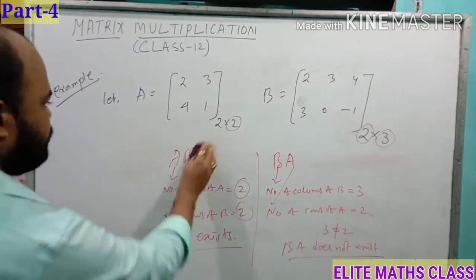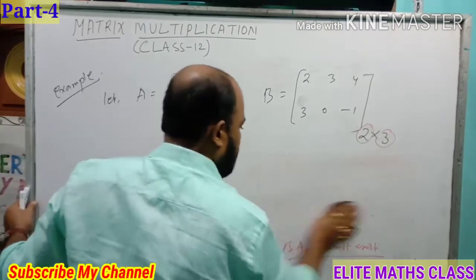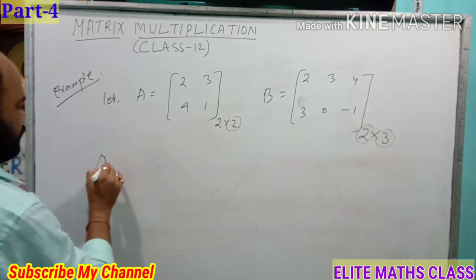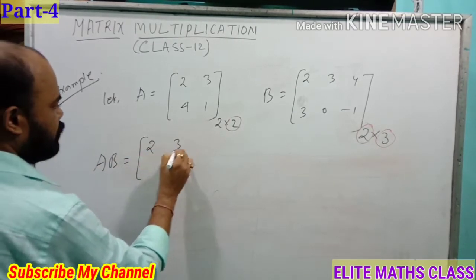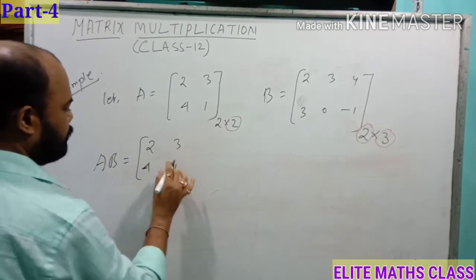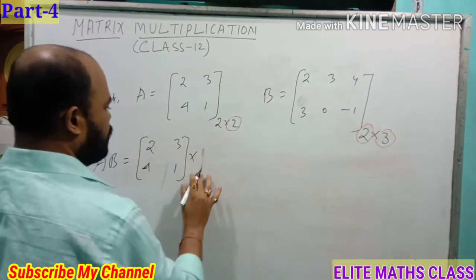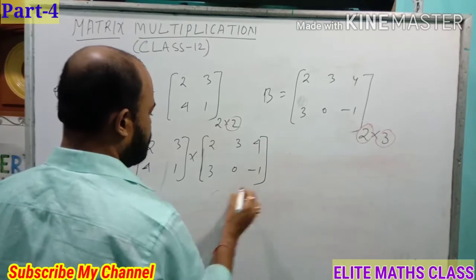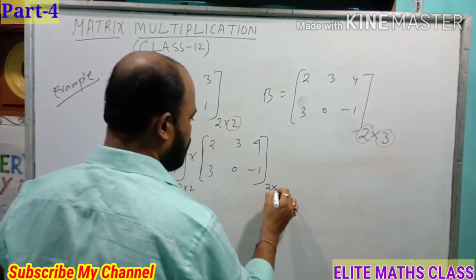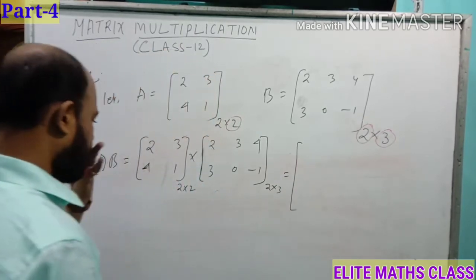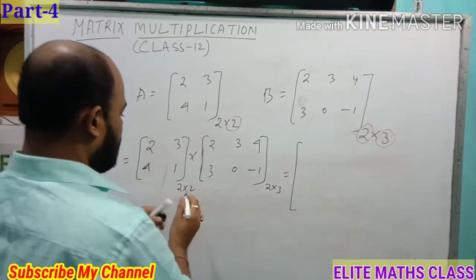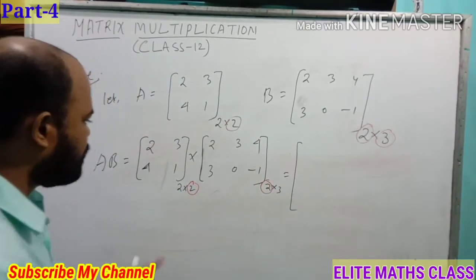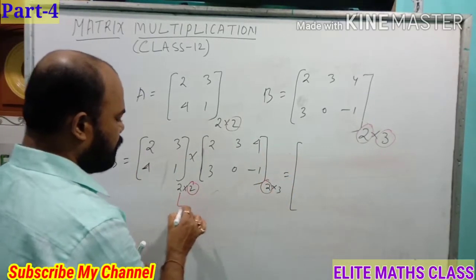Now let us find AB. To find AB, A is the matrix 2, 3, 4, 1 into B is the matrix 2, 3, 4, 3, 0, minus 1. It is of order 2 by 2, it is of order 2 by 3. Now see the resultant matrix. So what will be the resultant matrix? See again, this equal to this. This is the necessary condition for finding the product. It is satisfied. So the resultant matrix will be of order 2 by 3.